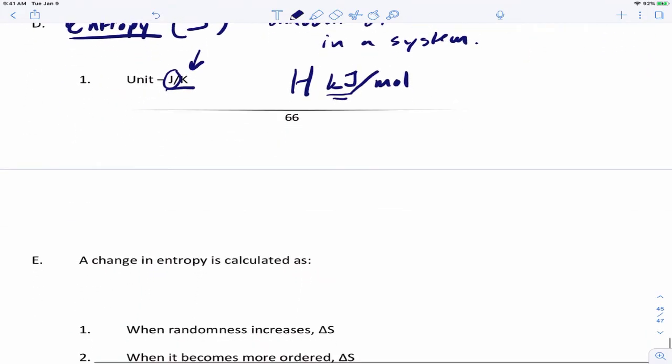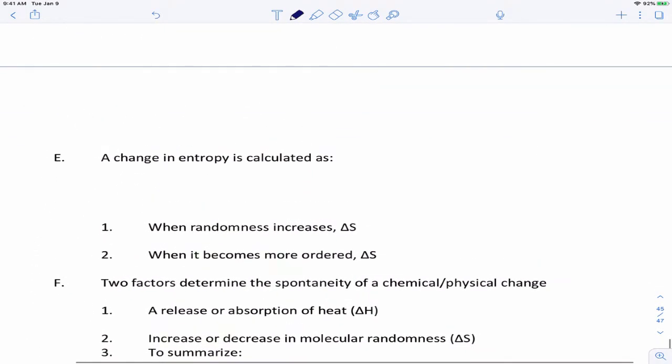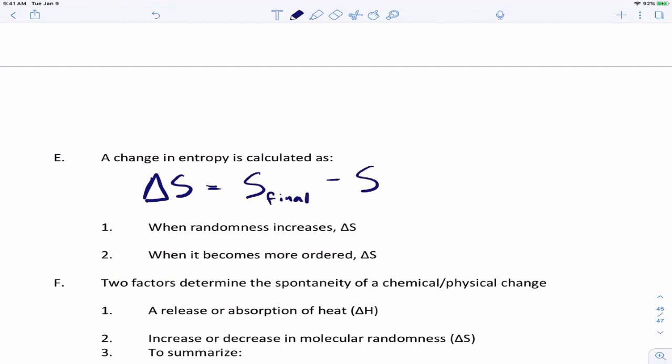Okay. And so the way that we calculate a change in entropy, delta S, is equal to the final entropy value minus the initial entropy value.